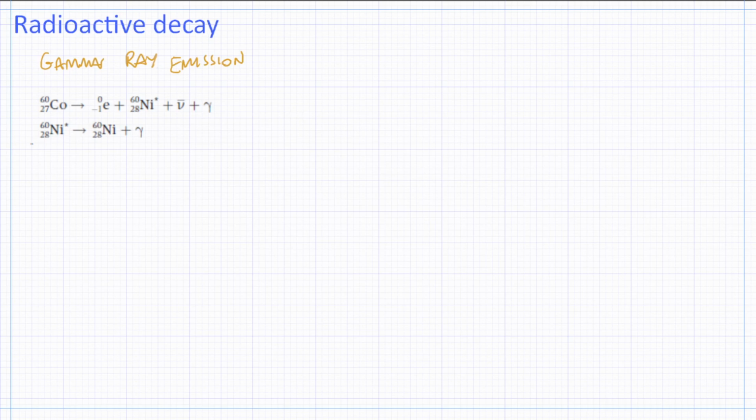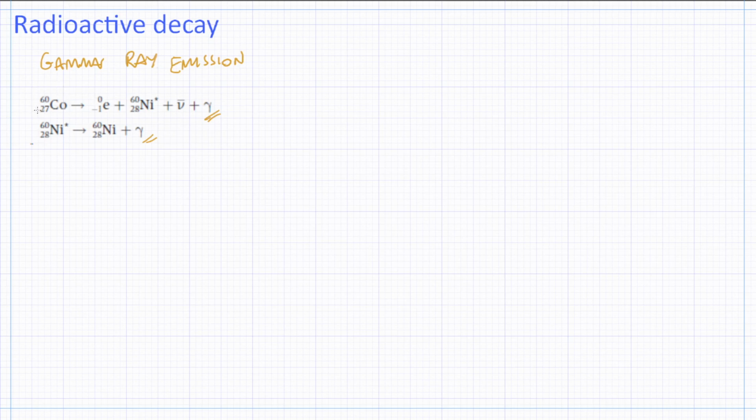Now, gamma rays are actually high energy photons which are often accompanied by other decay mechanisms. So usually when particles undergo alpha and beta decay, the daughter particles will be in a quite excited state. So it's really common for those products to undergo gamma ray emission afterwards. So they basically become stable by releasing a photon.